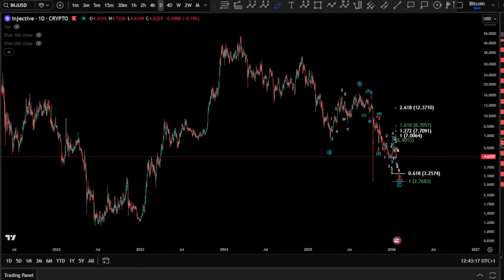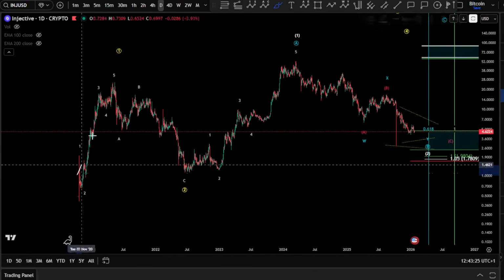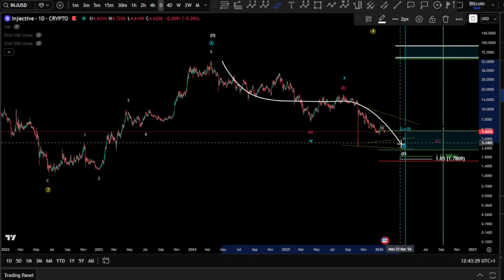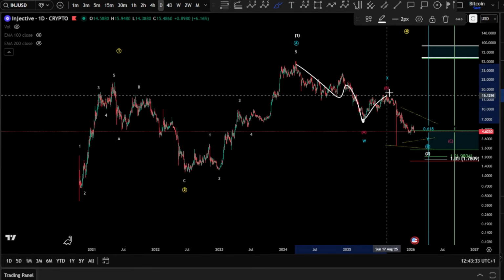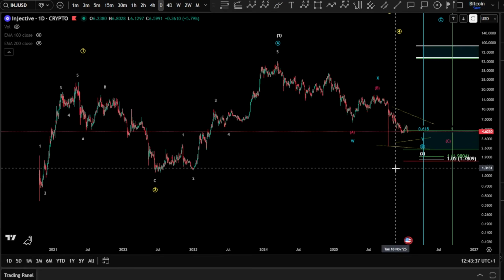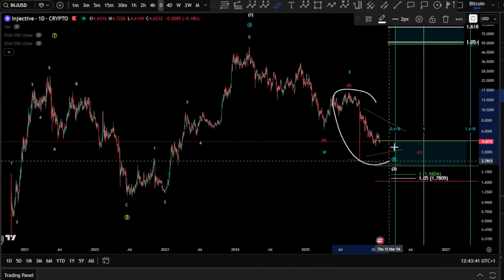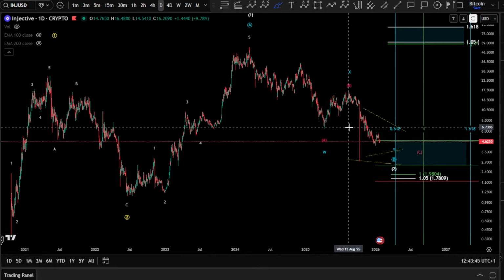Let's see also Injective. For Injective as well, if we take a look a little bit on a bigger picture, also we are of course in this three waves finish zigzag, and we're looking for this three waves down. So this three waves down is represented as A, B, and a C, or a W, X, and a Y. Now, of course, for Injective, the movement here that I'm looking at is very likely to be in a W, X, and a Y much more than ABC.